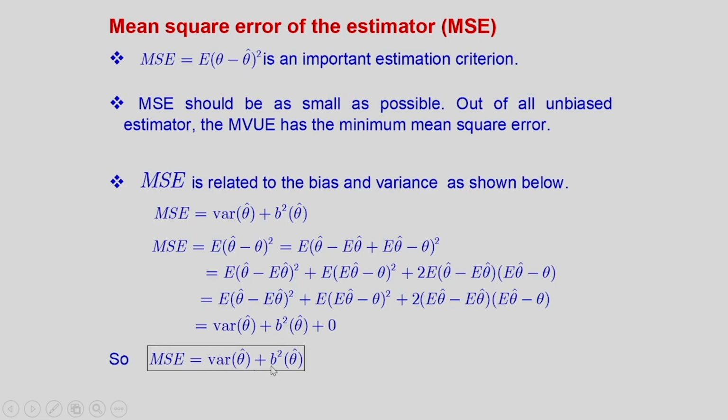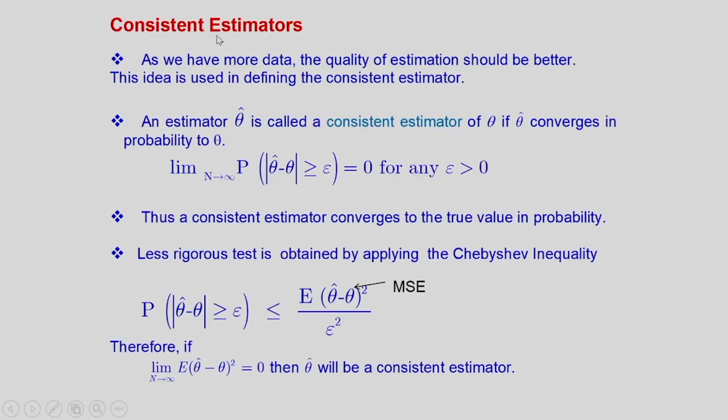So this is one important relationship, and when bias is 0, the unbiased case, MSE is equal to variance of theta hat. Now, we will discuss consistent estimators. As we have more data, the quality of estimation should be better. This idea is used in defining the consistent estimator. So this estimator is a good estimator if we have a large amount of data. An estimator theta hat is called a consistent estimator if theta hat converges in probability to theta.